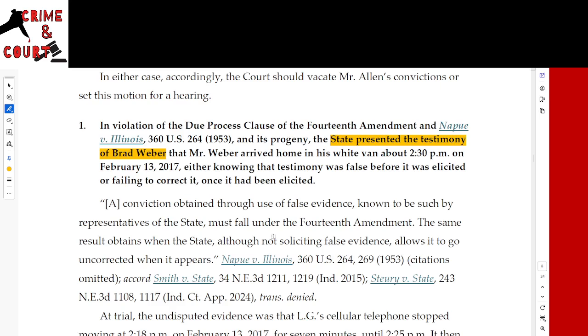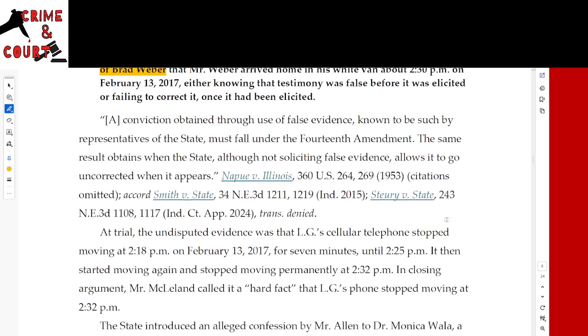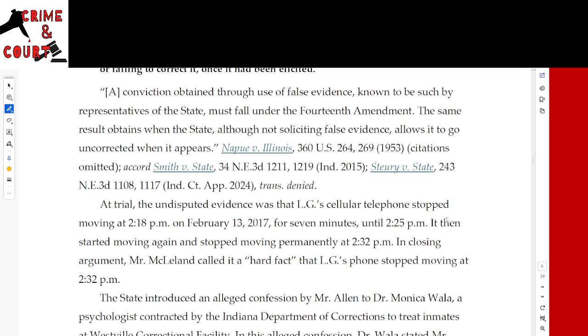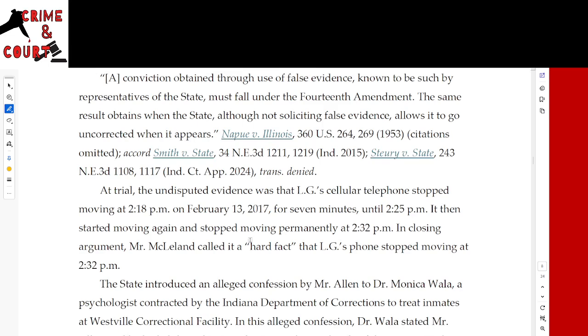So, a conviction obtained through use of false evidence known to be such by representatives of the state must fall under the 14th Amendment. The same result obtains when the state, although not soliciting false evidence, allows it to go uncorrected when it appears. At trial, the undisputed evidence was that LG's cellular telephone stopped moving at 2:18 p.m. on February 13th, 2017 for 7 minutes until 2:25 p.m. It then started moving again and stopped moving permanently at 2:32 p.m. In closing argument, Mr. McLellan called it a hard fact that LG's phone stopped moving at 2:32 p.m.